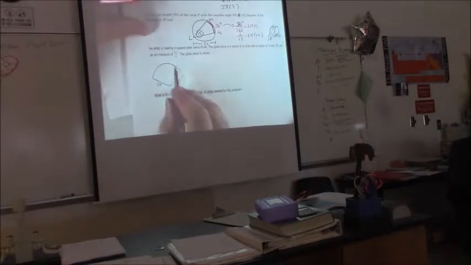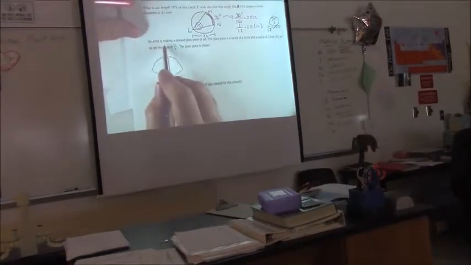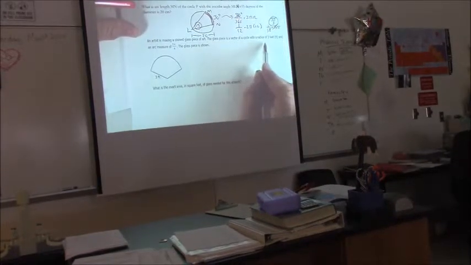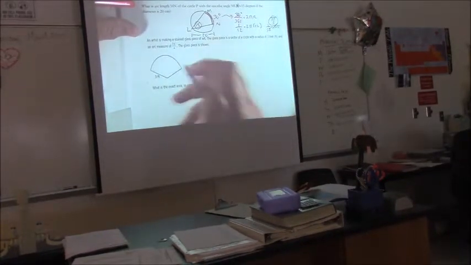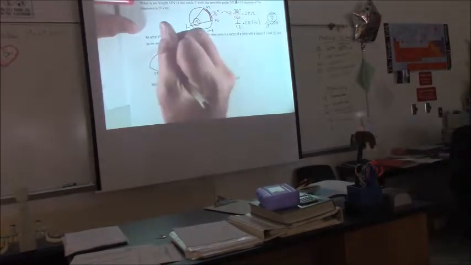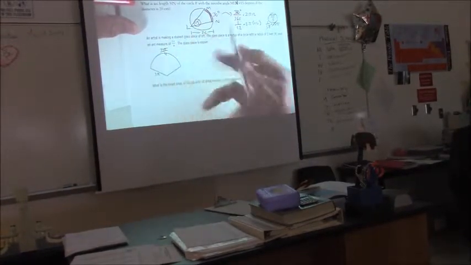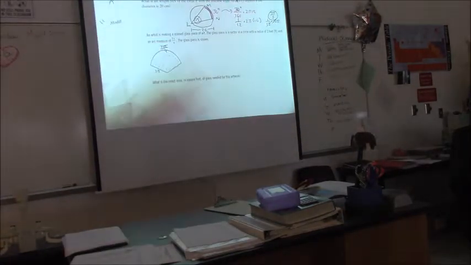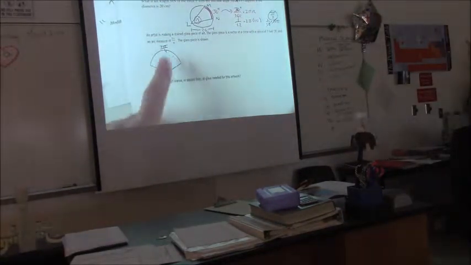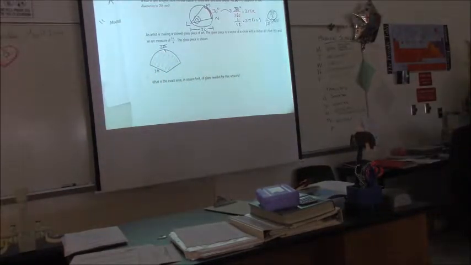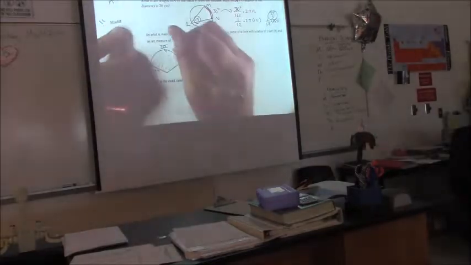Okay, all right, here's one with radians. An artist is making a stained piece of glass art. The stained piece is a sector with a circle of a radius of 3 and an arc measure of 3 pi over 4. So what is the exact area of that piece? So here's the dilemma that we got. Are we comfortable enough with radians to go get that area? I say no.